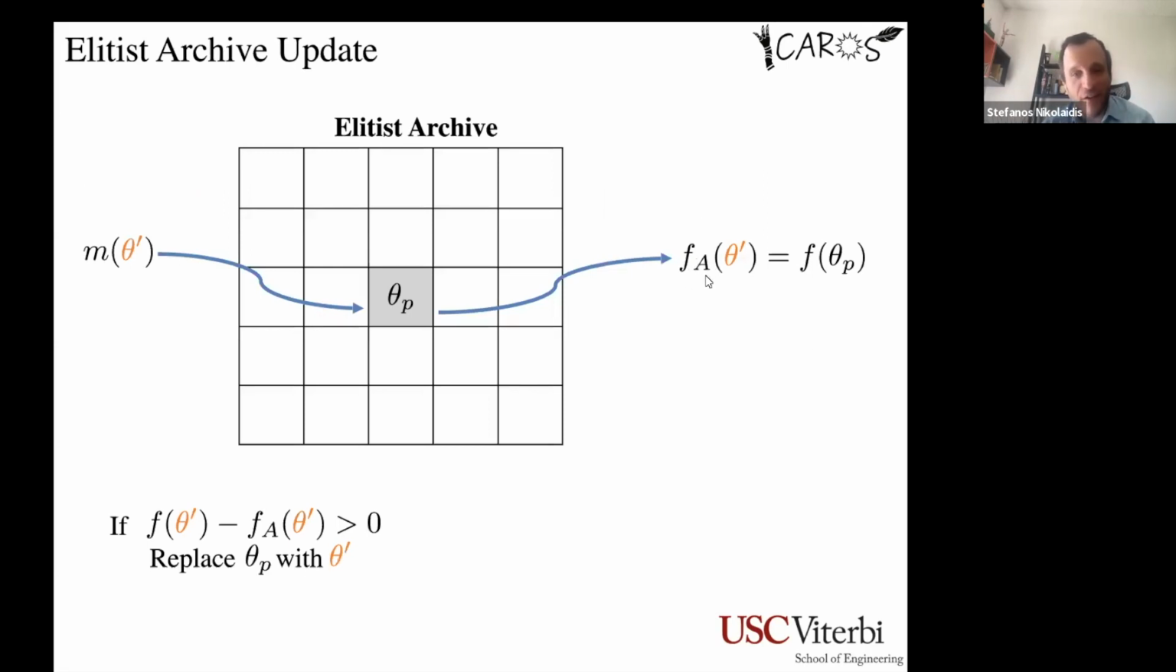We can define a function FA that takes as input the new solution theta prime and is equal to the quality of the solution in the cell that theta prime is mapped to. So remember, theta prime is mapped to a cell in the archive with some measures of diversity. And then we can compare the quality of theta prime with the quality of the current occupant. And the elitist update, what it does is if the new solution has higher quality, then we replace the occupant.